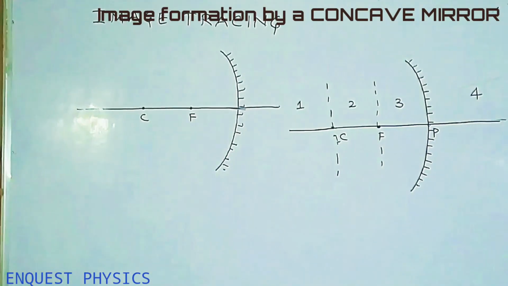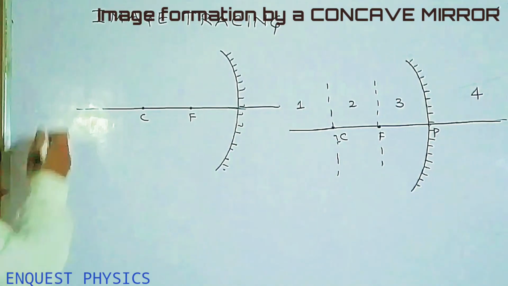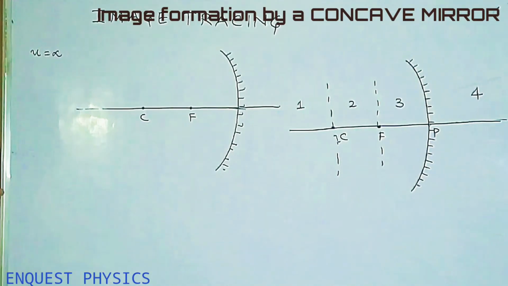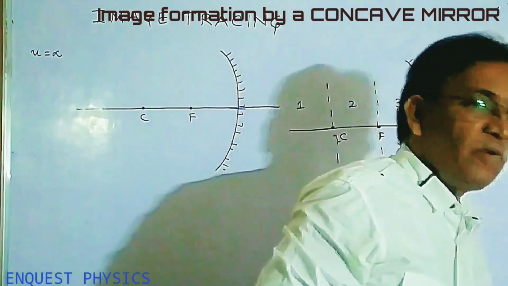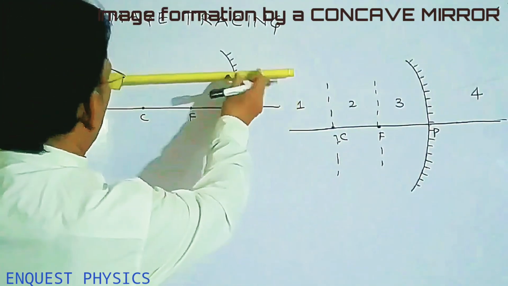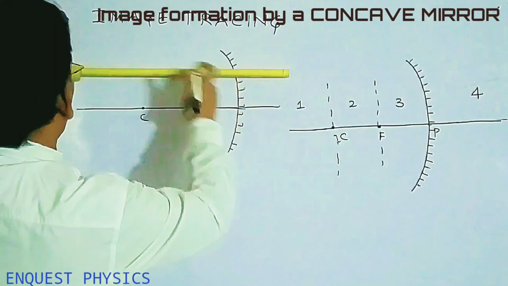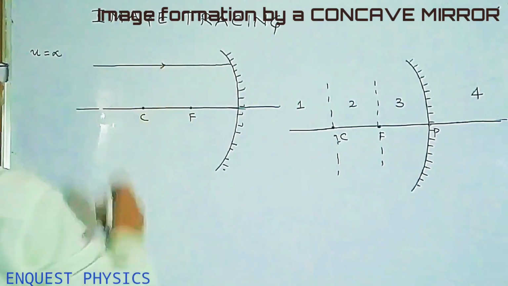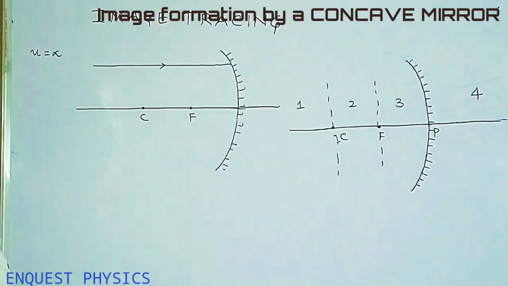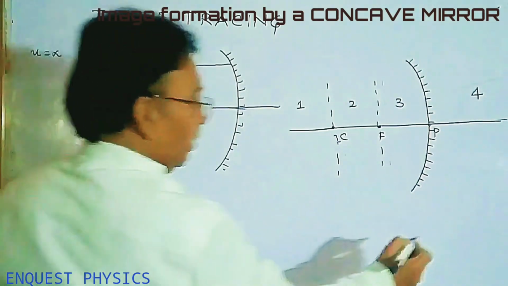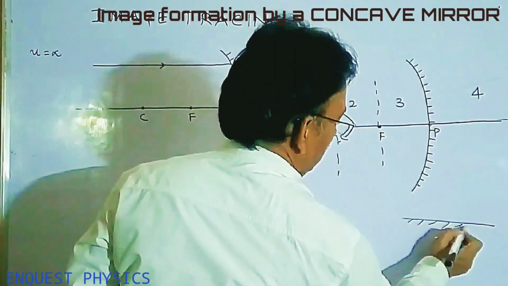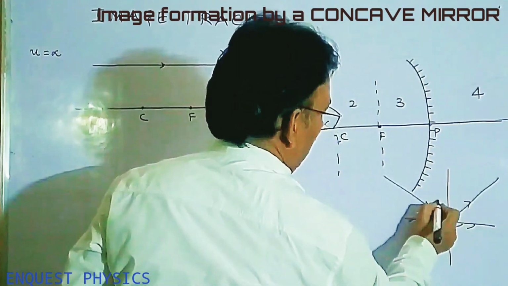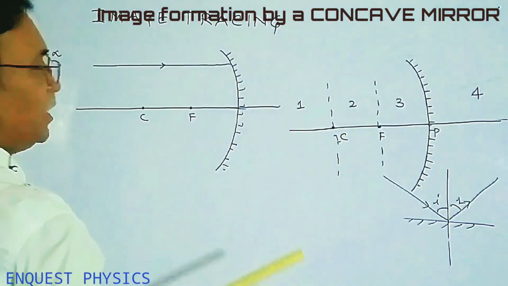Here imagine that we kept an object at infinity. Object distance is infinity, and you learned that the rays which are coming from infinity appear to be parallel to the principal axis. Let's say this is the ray which is coming parallel to the principal axis. Then we have to apply the laws of reflection. Here N is the normal, I is the incident ray, and the reflected ray is R.